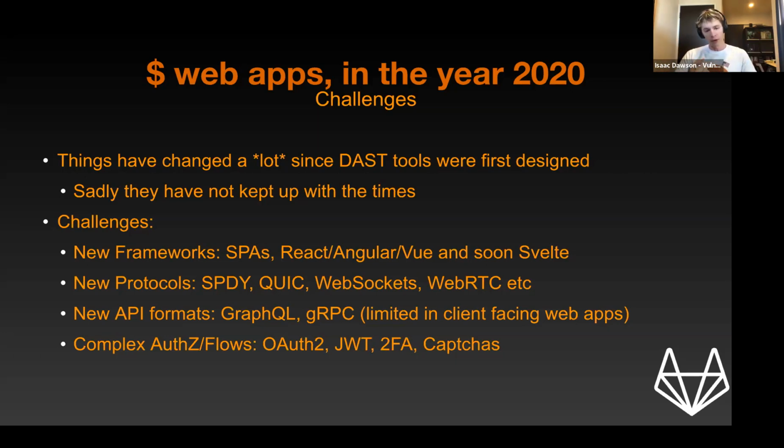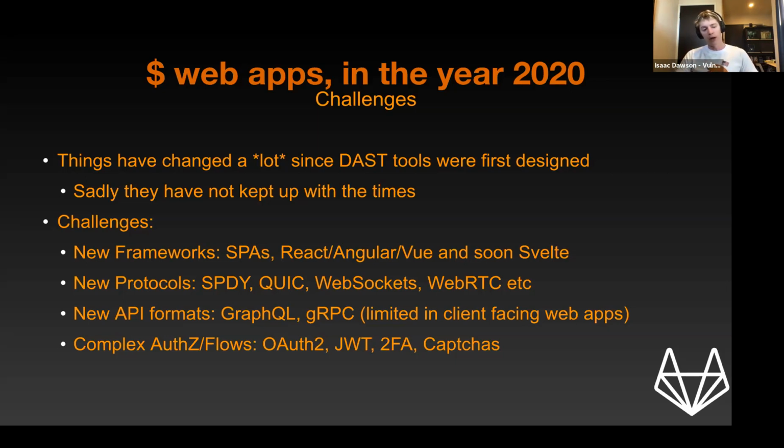You have new protocols, so you have SPDY, QUIC, WebSockets, WebRTC, API formats. GraphQL obviously is coming out, and if you're thinking about GraphQL, you're posting to a single URL the entire time. You're just changing your POST parameters. If you think about the concept of doing deduplication on just URLs, it's going to look pretty useless because it's all one URL. And a lot of that can be said for REST APIs as well.